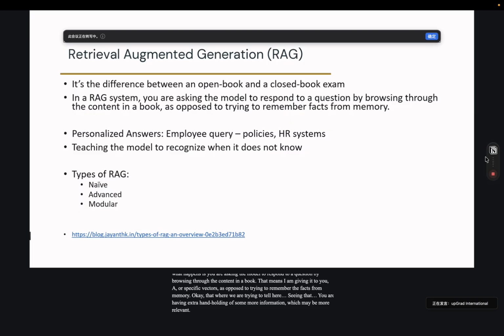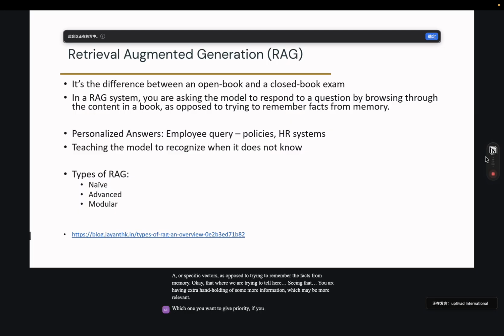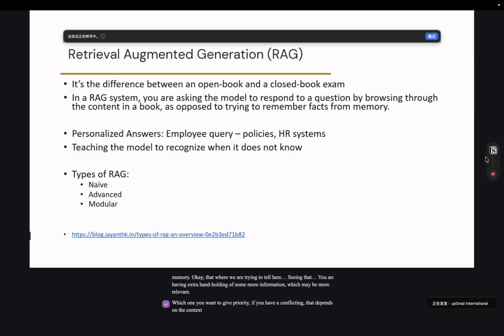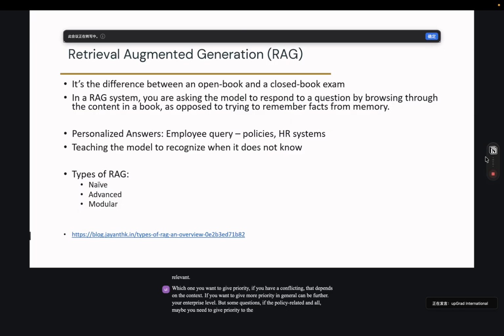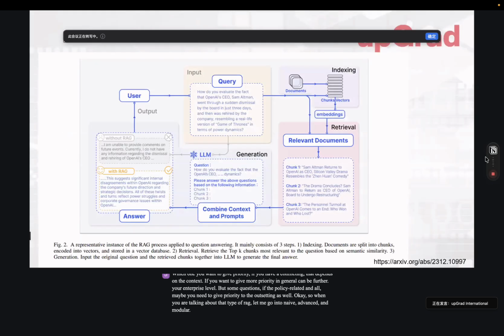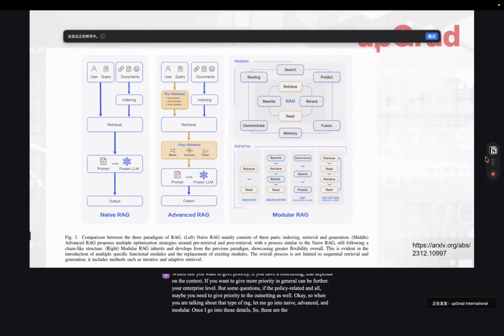Which one do you want to give priority? If you have conflicting information, that depends on the context. In general, you may want to give more priority to your enterprise-level content. But for some questions, if they are policy related, maybe you need to give priority to the outside source as well. So when you are talking about that type of RAG, let me go into naive, advanced, and modular. Once I go into those details, these are the points you will take.